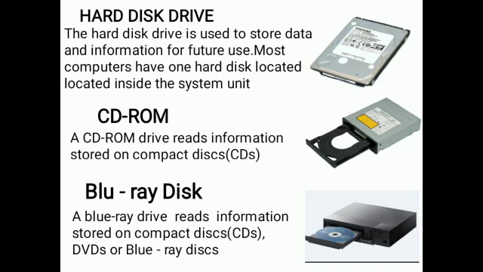The full form of CD-ROM is compact disk read-only memory. This CD-ROM reads information stored on a compact disk. Third one, Blu-ray disc. A Blu-ray drive reads information stored on compact discs, DVDs or Blu-ray discs.